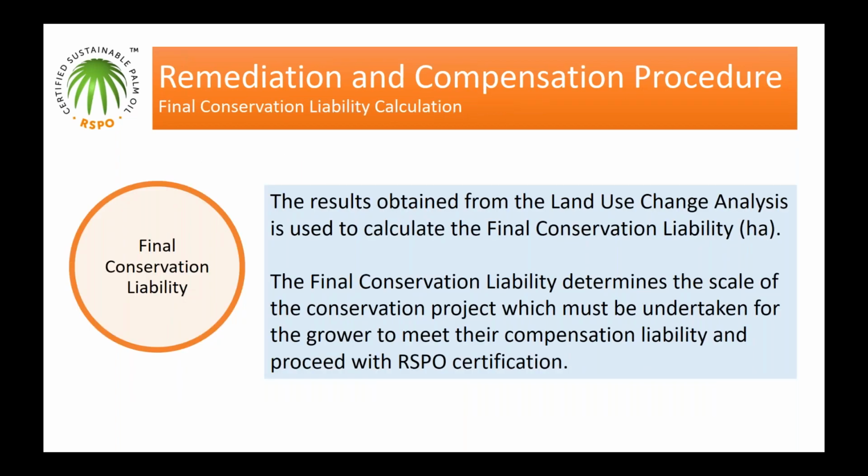So the land use change analysis will determine the final conservation liability based on the first four factors. So it determines the scale of conservation project which must be undertaken for the grower to meet the RSPO compensation liability to proceed with RSPO certification.